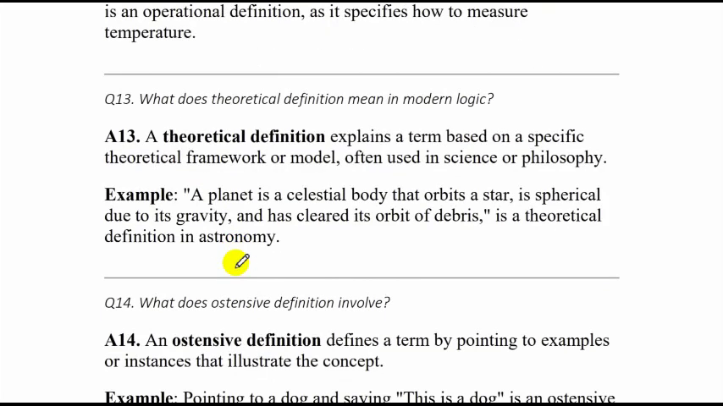What does theoretical definition mean in modern logic? A theoretical definition explains a term based on a specific theoretical framework or model, often used in science or philosophy. For example, a planet is a celestial body that orbits a star, is spherical due to its gravity, and has cleared its orbit of debris, is a theoretical definition in astronomy.